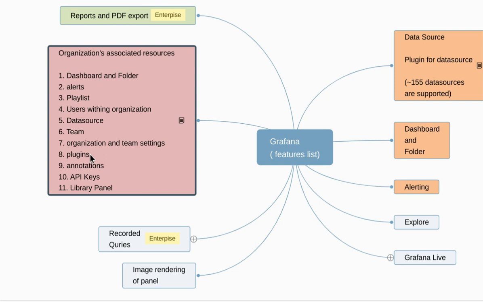Then, forget the API key. API key, service account. Service account we will create. A service account is used by any automation. Let's say we are going to create some automation which generates reports on a daily or weekly basis. That also has to be authenticated with Grafana, right?